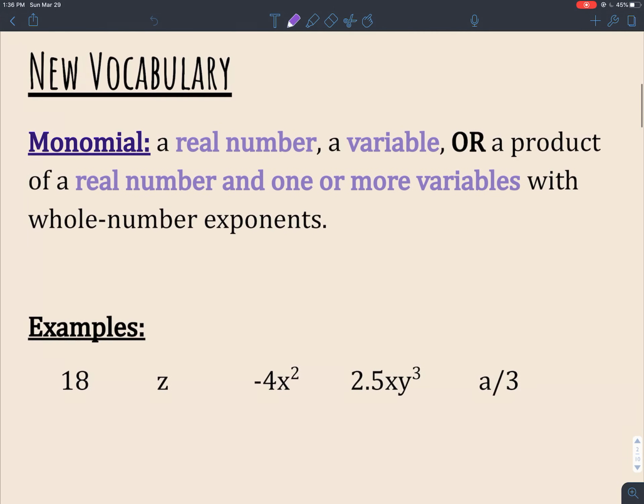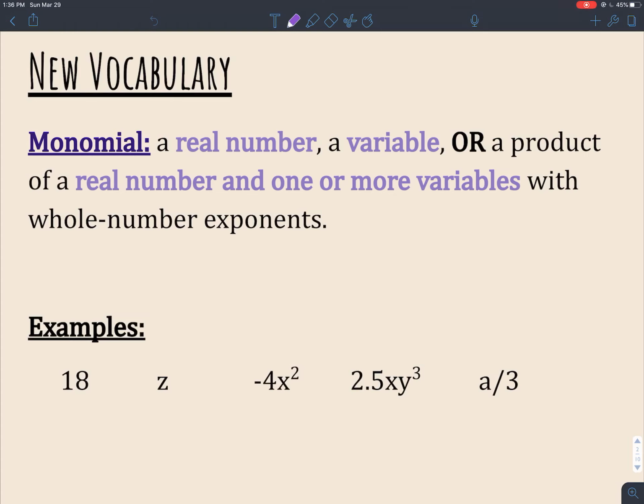So first thing is, what is a monomial? A monomial is a real number, a variable, or a product, meaning multiplication, of a real number and one or more variables with a whole number exponent. That means we do not have fractions or decimals as our exponents. So a radical symbol would not be a monomial.